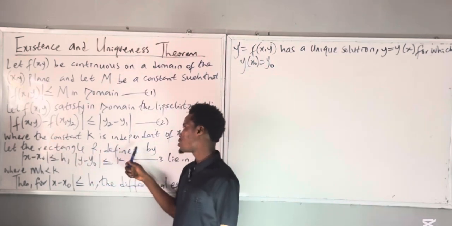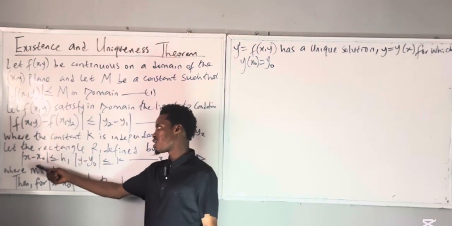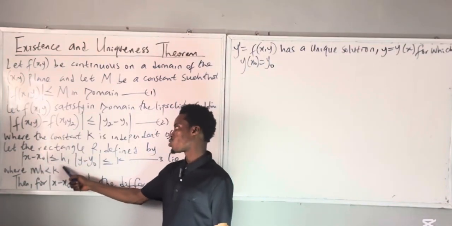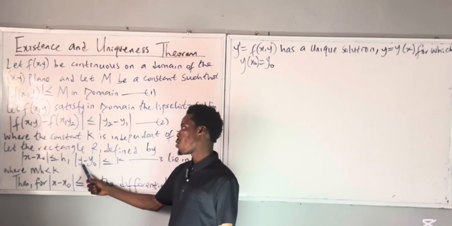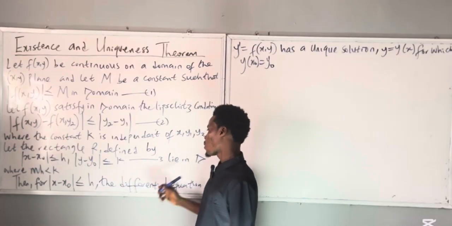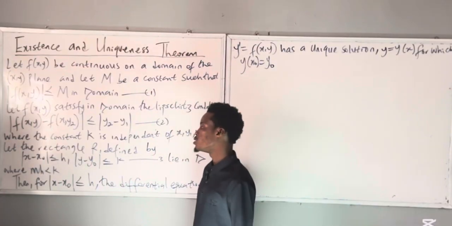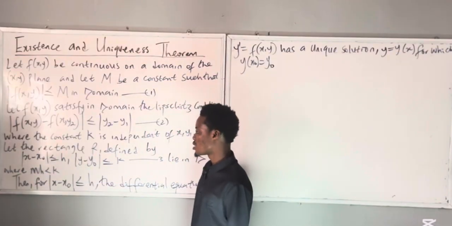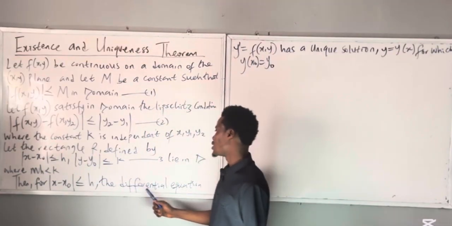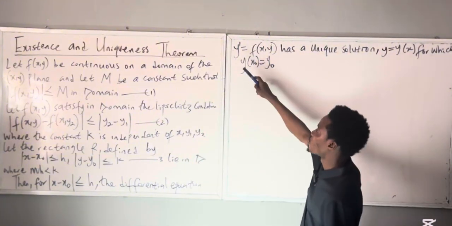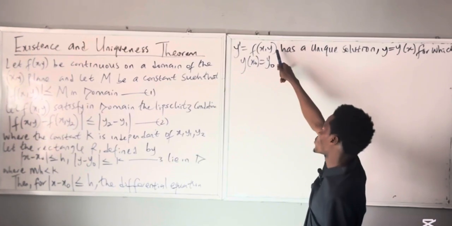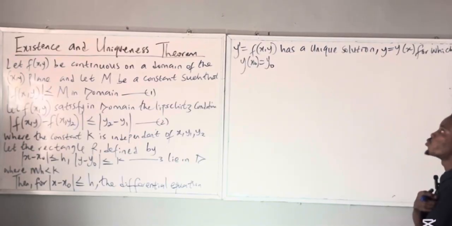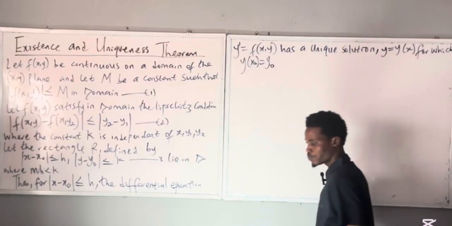Let the rectangle R, defined by the absolute value of x minus x naught less than or equal to h, and the absolute value of y minus y naught less than or equal to k, lie in D, that is the domain, where Mh is less than k. Therefore, for x minus x naught less than or equal to h, the differential equation y prime is equal to f of x, y has a unique solution y of x, for which y of x naught is equal to y naught.